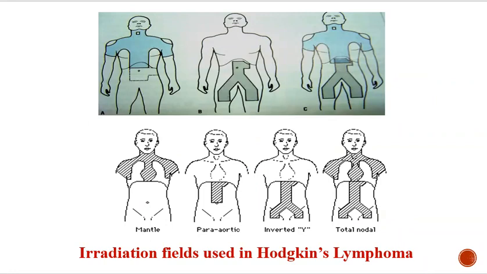Relapsed disease includes patients whose disease progresses during or within 3 months of initial multi-agent chemotherapy, and those who relapse more than 3 months after multi-agent chemotherapy. If a patient has progression during or within 3 months of initial chemotherapy, it is called refractory lymphoma. If there is relapse more than 3 months after multi-agent therapy, it is relapsed lymphoma.